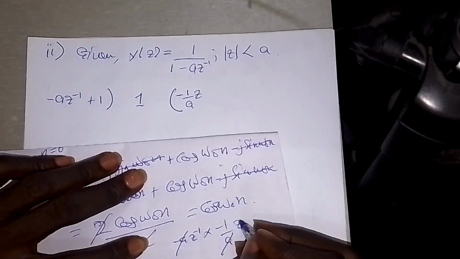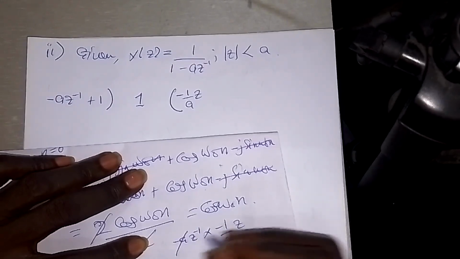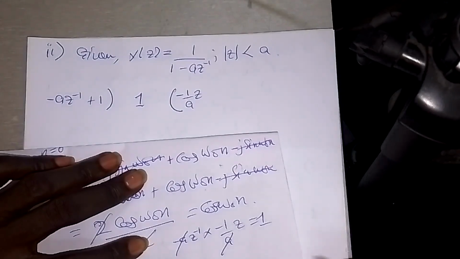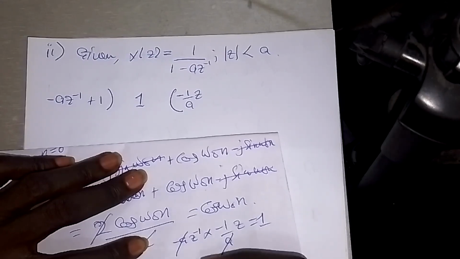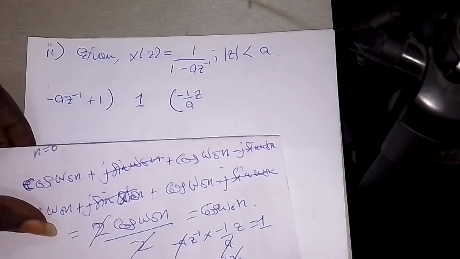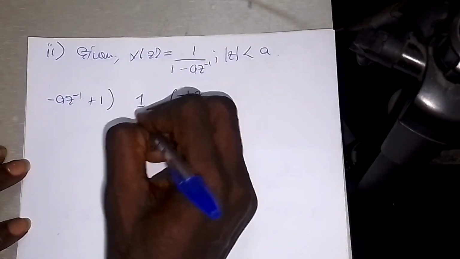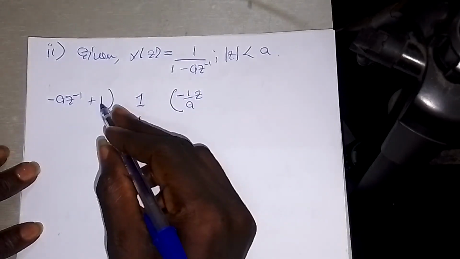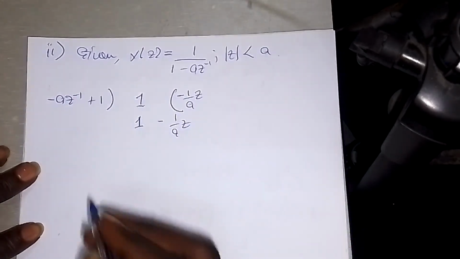And then a exponent 1, a exponent minus 1, so basically it will be 1. Because it's actually minus a over z, times minus 1 over a into z. So this will cancel this, and you get 1. So now I'll get 1 over here. Now this times this gives me minus 1 over a into z.